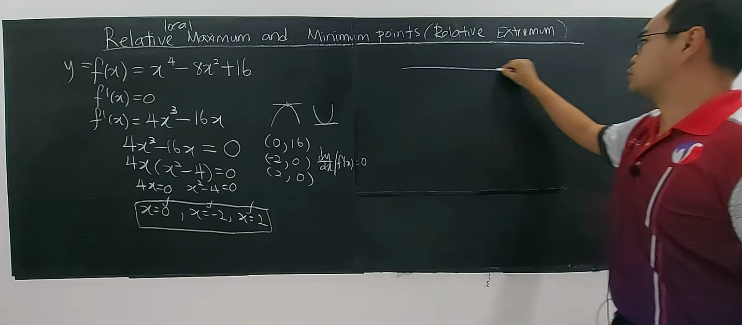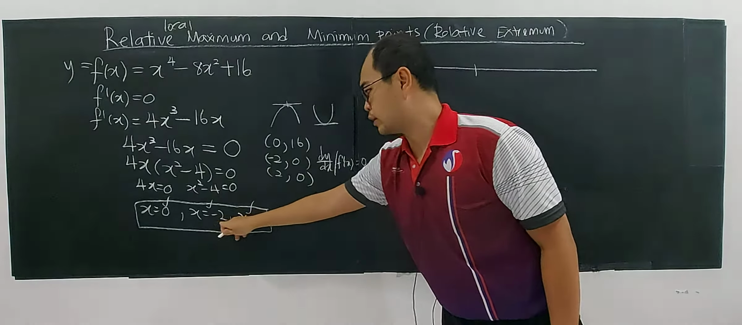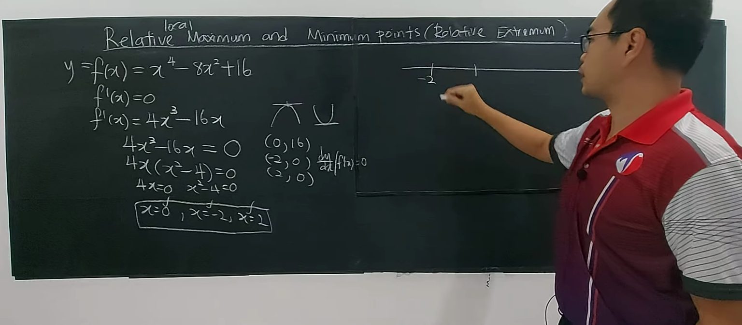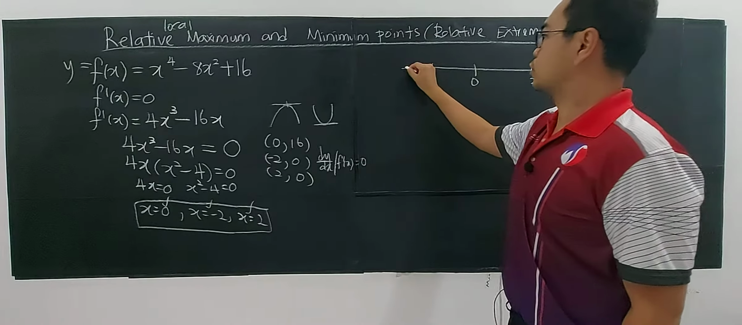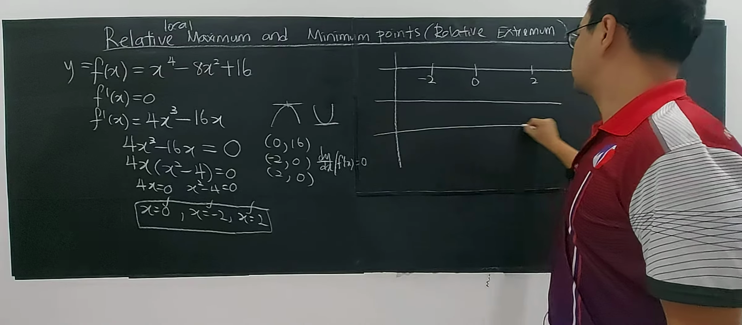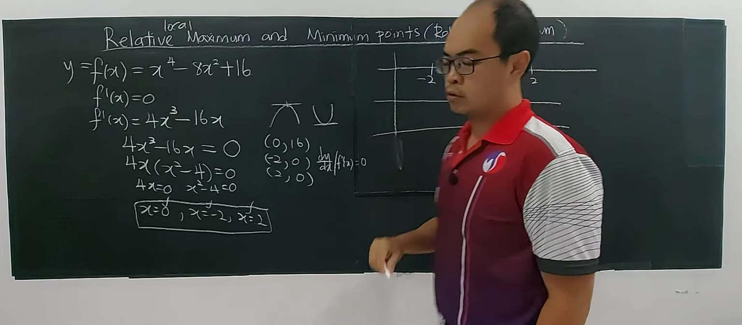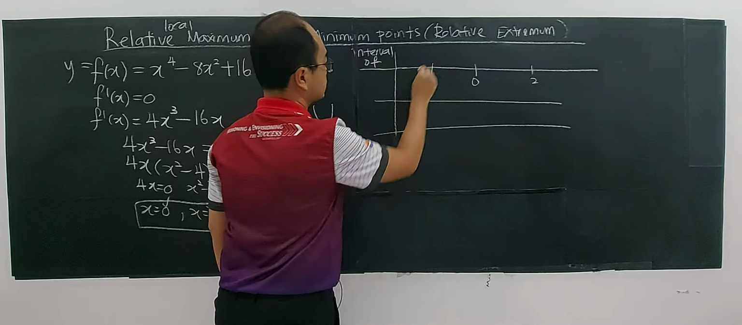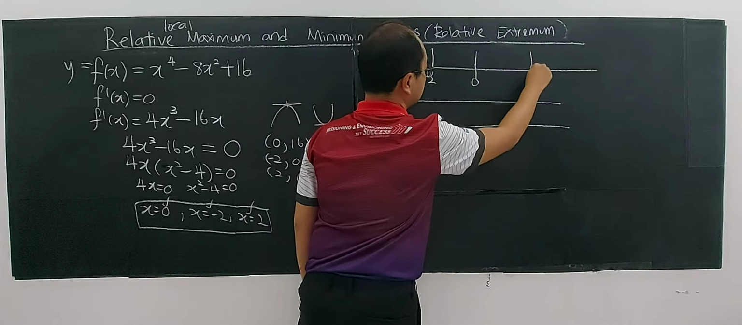Very easy. We just draw an interval and do some tests. There are 3 points. The lowest will be negative 2, the smallest, followed by 0, followed by 2. So we construct a table with 3 columns. The first one will represent the interval of x, which we divide into 4 intervals, because with 3 points there are 4 intervals here.